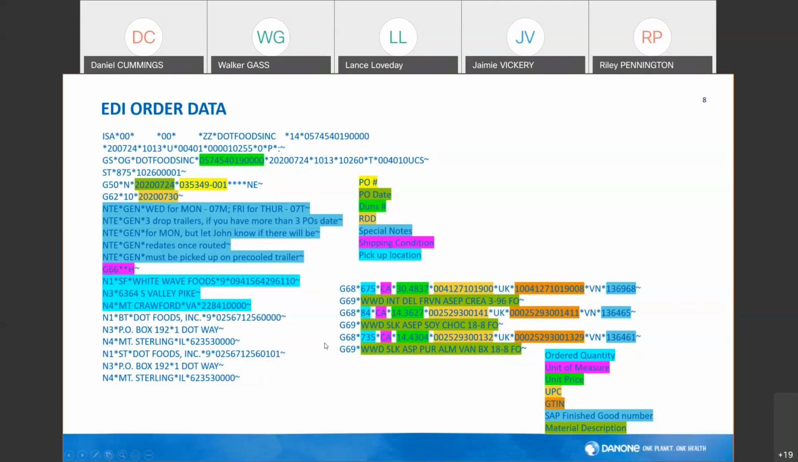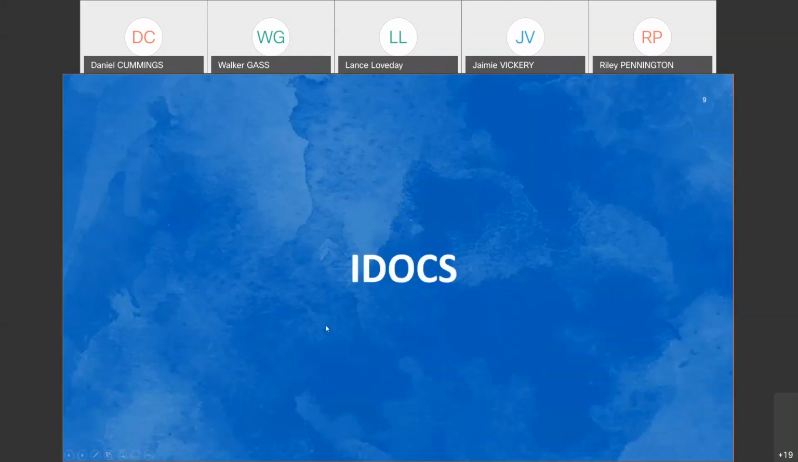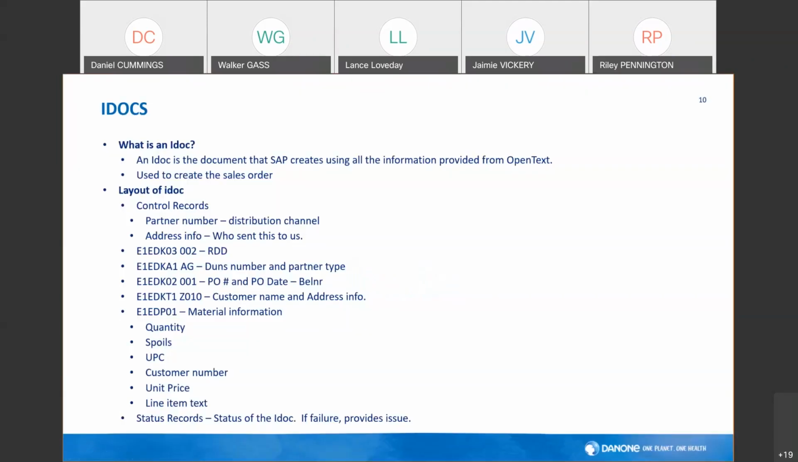Awesome. All right, so once we run into the open text and we get all that information compiled, SAP is going to use that to create an IDOC. And an IDOC is the foundation that is used to create the SO. So without an IDOC, you don't have an SO. And the next slide shows you the actual pictures of an IDOC.